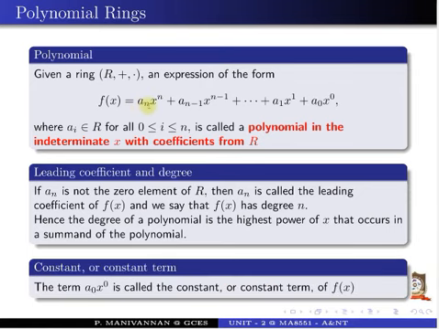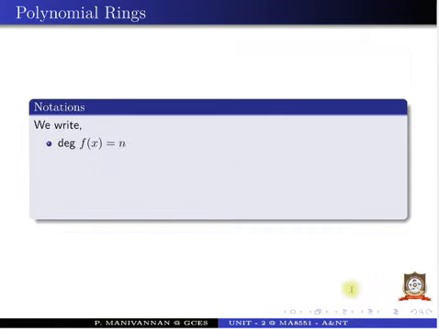What is constant or constant term? Here the constant is a naught x power 0. We already know x power 0 is 1. So here the x term is not available. So it is called constant. So the term a naught x power 0 is called the constant or constant term of the polynomial f of x.